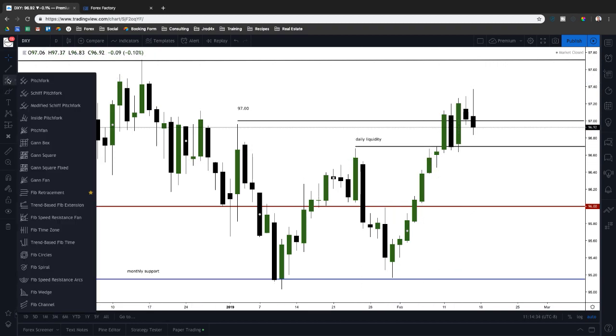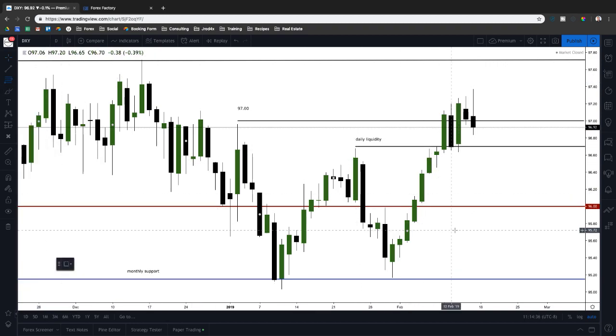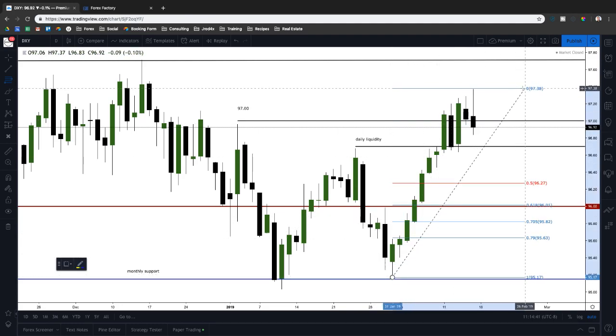So if we actually take our fib, you guys can see that the maximum retracement on a daily basis that we would want to see would be that 95.63 level, the 79%. But anywhere from the 96 big figure up to 96.50 really would be a logical area for the market to find support.